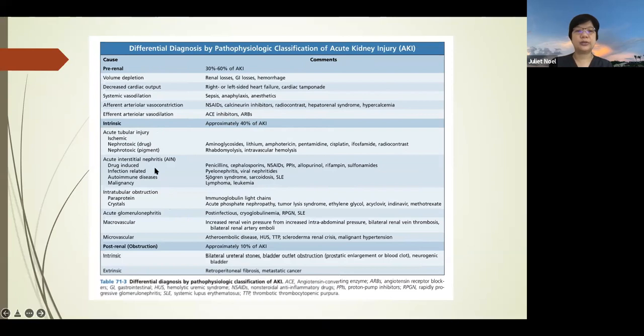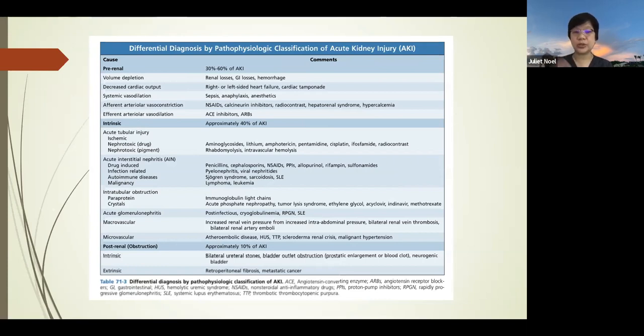So for intrinsic tubular injury, it could be ischemic, as I mentioned. This one is due to the uncorrected pre-renal or a nephrotoxic drug, or nephrotoxicity because of pigment. So rhabdomyolysis would be myoglobin. Intravascular hemolysis would be hemoglobin. Acute interstitial nephritis could be drug-induced.